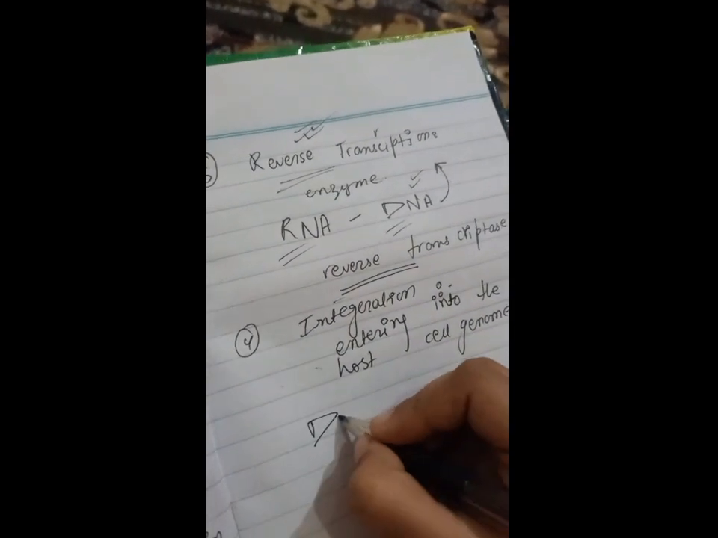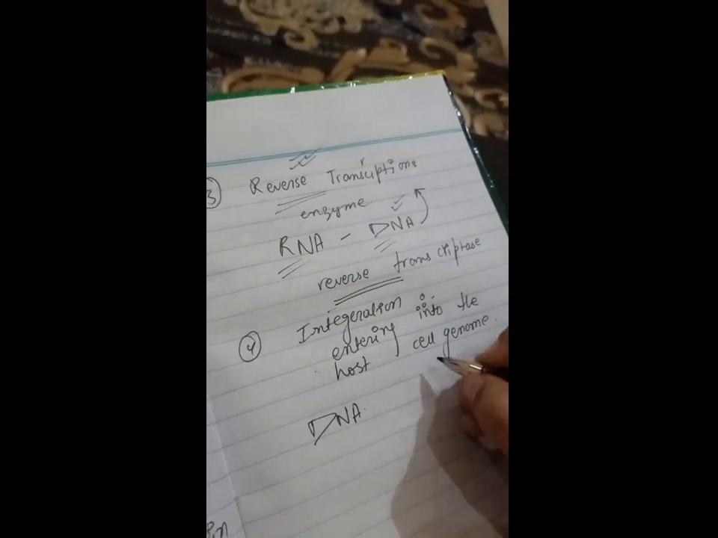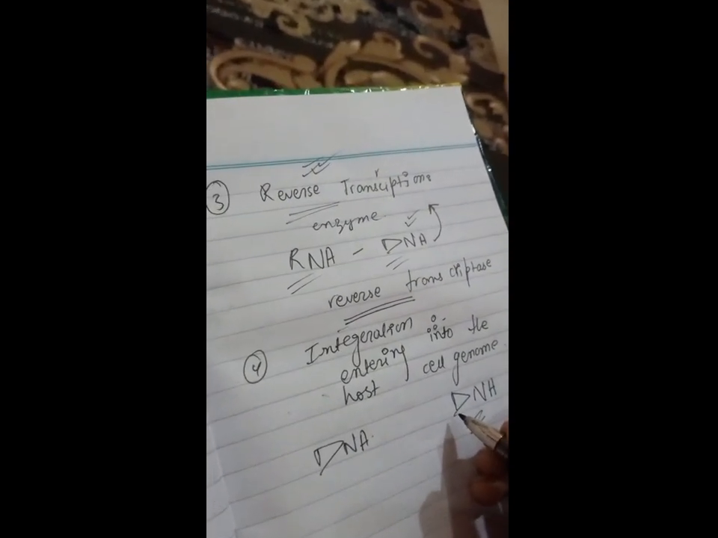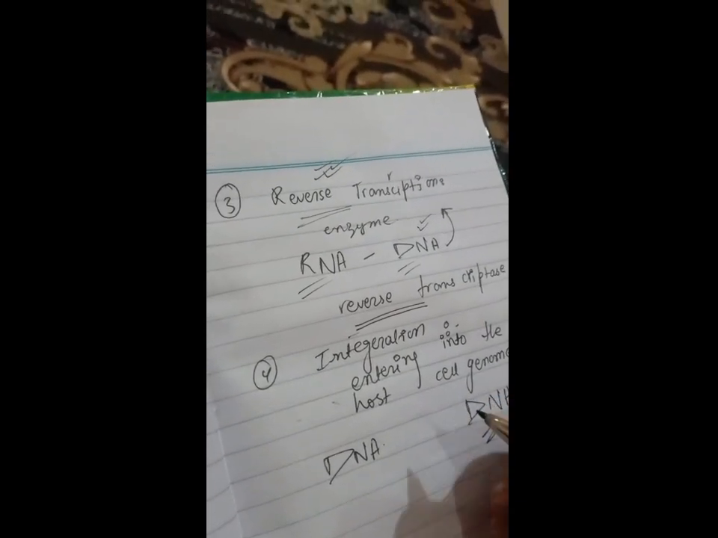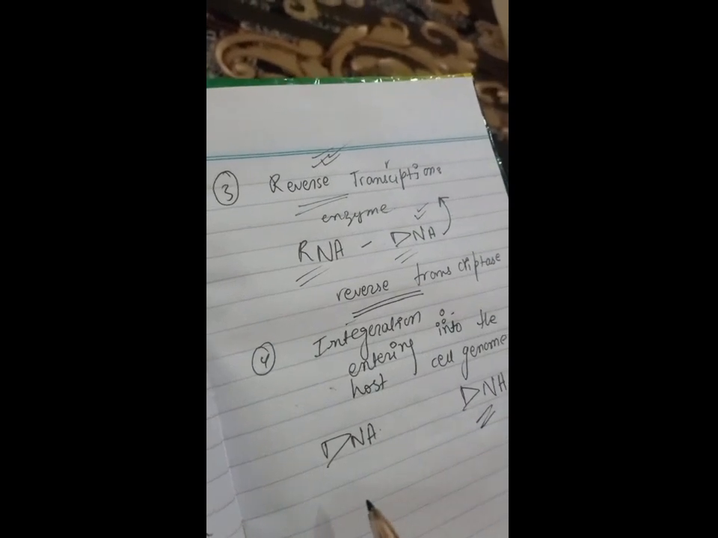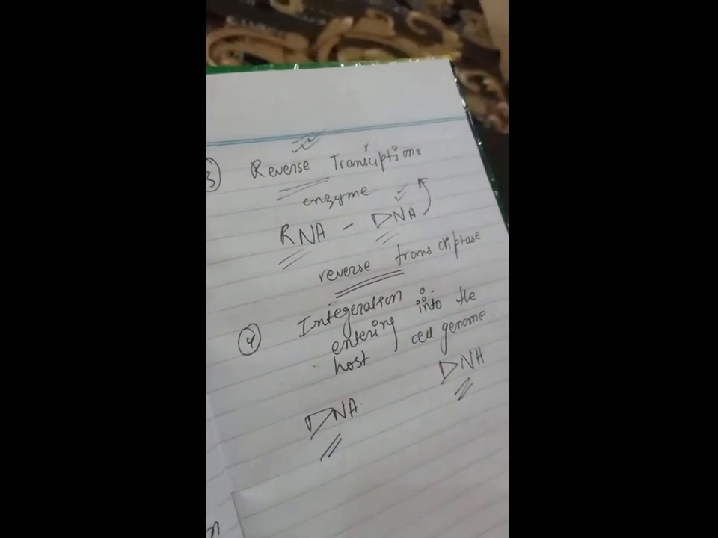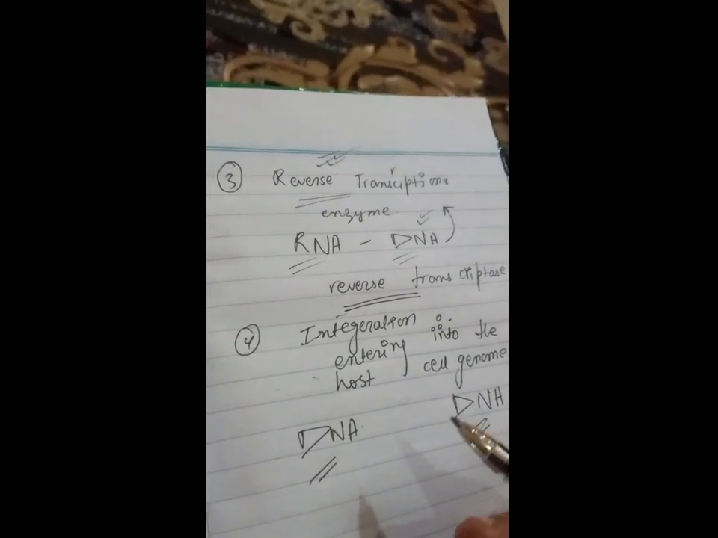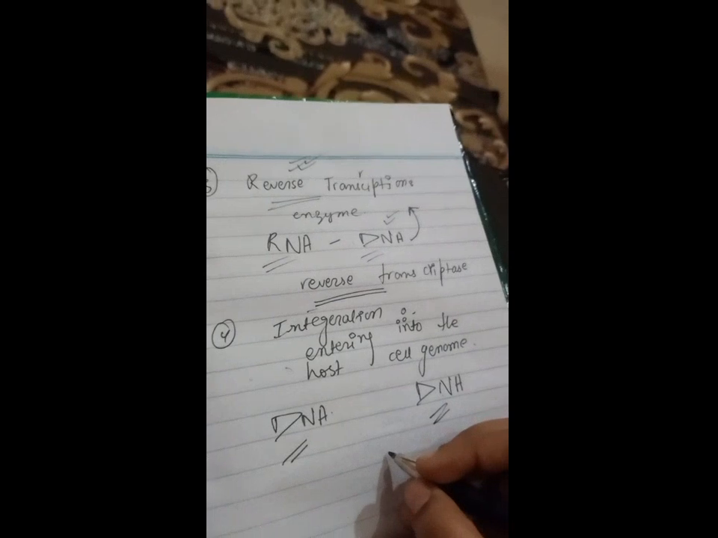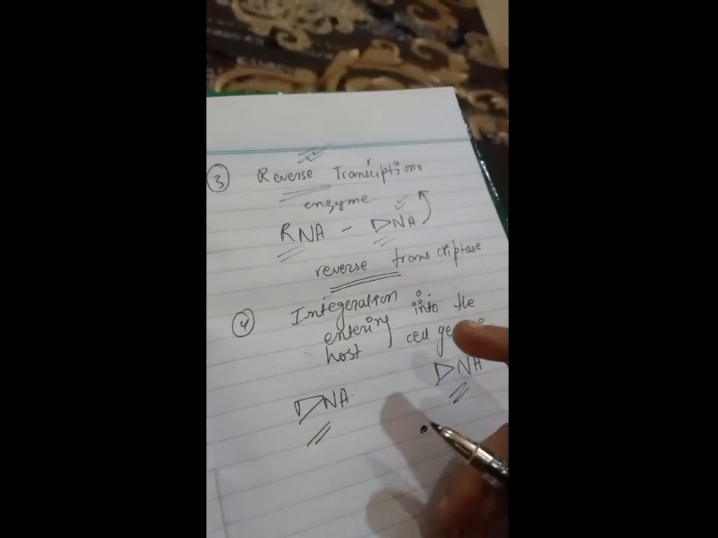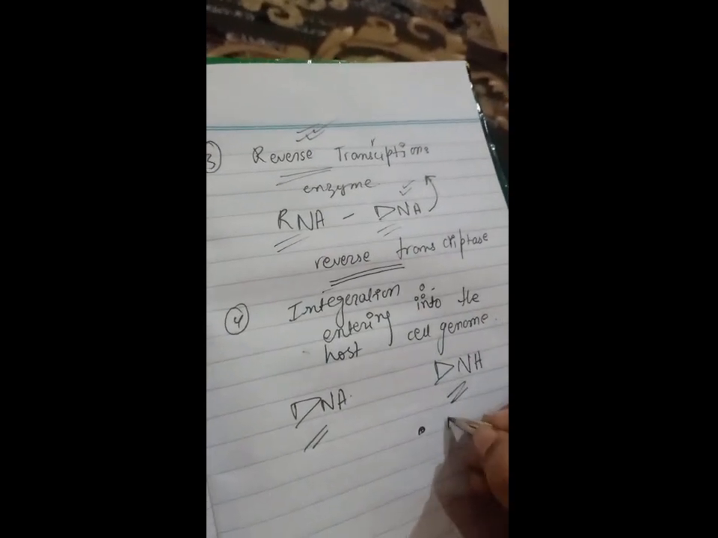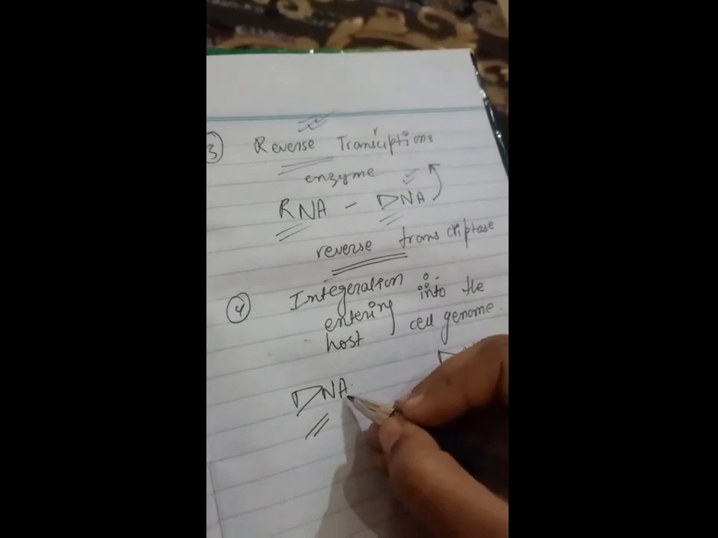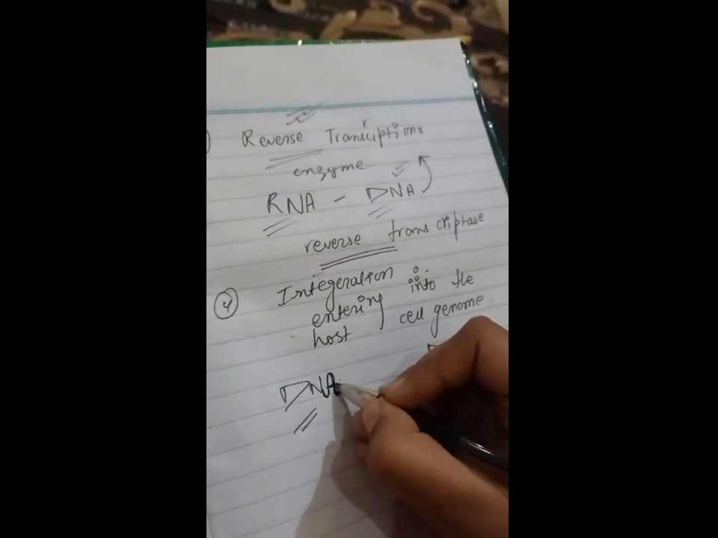The host cell genome is DNA, and the HIV virus is converted into DNA, so they will also have a DNA. Now the HIV DNA will be attached with the host DNA with the help of the integrase enzyme. So the HIV is having the reverse transcriptase enzyme and the integrase enzyme. With the help of integrase, the DNA of the HIV will be attaching with the DNA of the host cell genome.